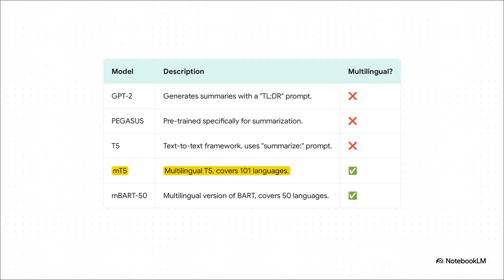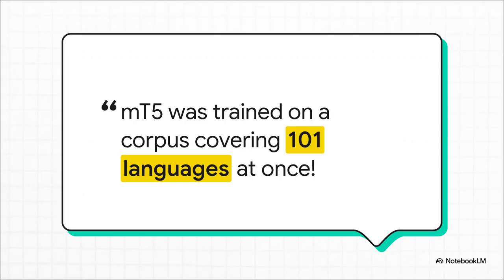They only speak English. Our goal is bilingual from the ground up, and that's why we're choosing mT5, the multilingual version of T5, to be our champion. And here's why this model is so powerful. Unlike its cousins that were only trained on a massive pile of English text, mT5 was pre-trained on this colossal dataset called mC4, which has text from 101 different languages all jumbled together.